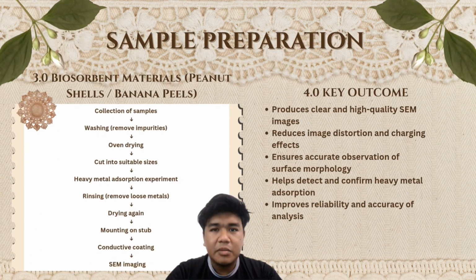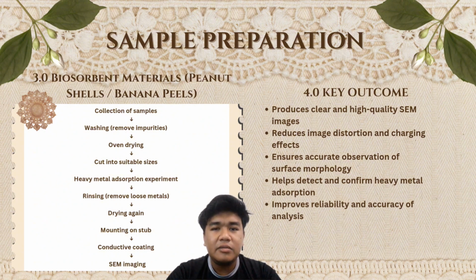That's all. Now I will explain the preparation of biosorbent materials such as peanut shells and banana peels. First, the samples are thoroughly washed to remove dust, dirt, and other impurities. They are then dried in an oven and cut into suitable sizes for SEM analysis.